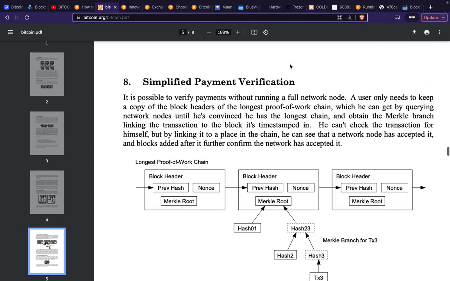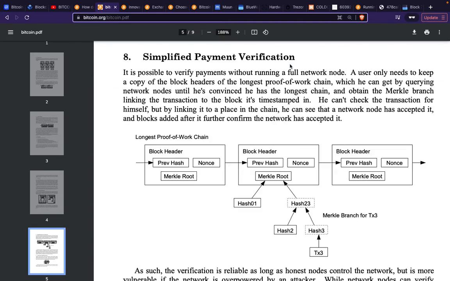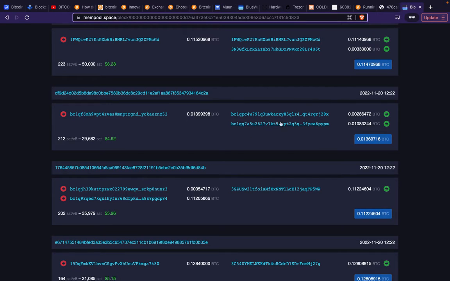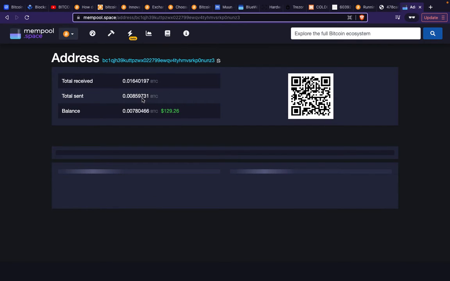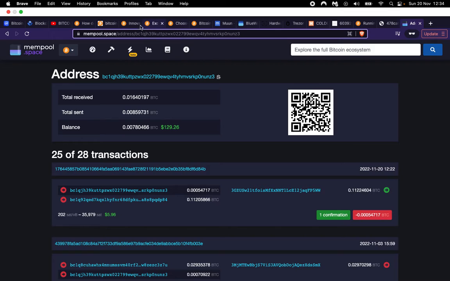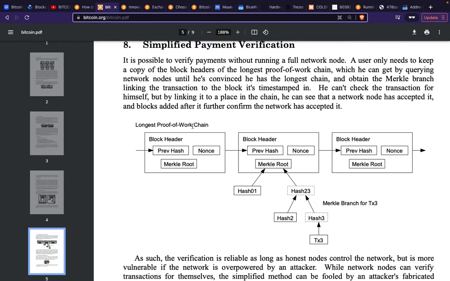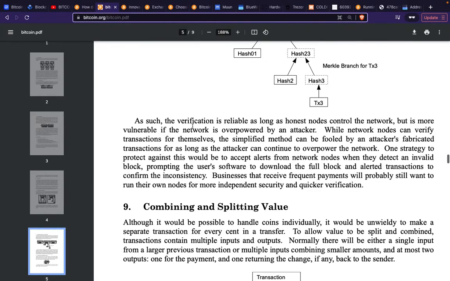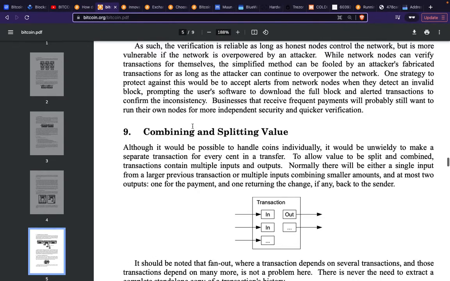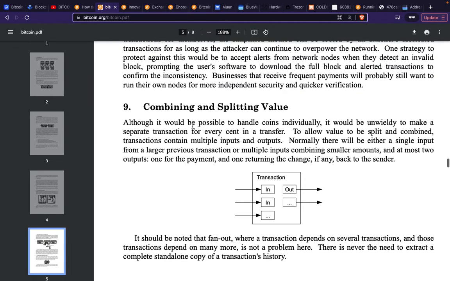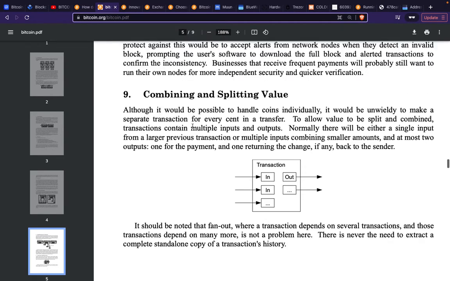Simplified payment verification. You can verify the payment, go on the blockchain, and just visualize what happened. Just click on this transaction, see this is that, and this is what happened there. So amazing. And there's Merkle trees. I won't talk about this right now because it's not that important for you guys to know, but it's still interesting if you want to check it out.